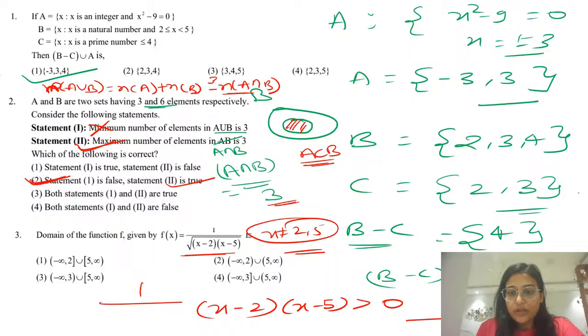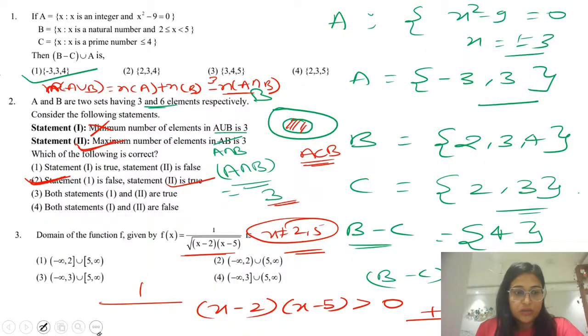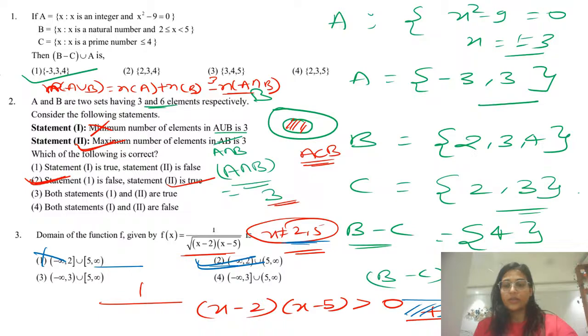Now draw the number line. It's 2 and 5. Check any number greater than 5, it will be plus, minus, plus. Now we have to take the positive part since we are taking the greater value. So this part and this part: minus infinity to 2 and 5 to infinity. No, this is not correct. Don't confuse between this option and this option, since these two are the answer. Here we don't have to include 2 and 5. 2 and 5 can't be part of the answer. So option 2 is the correct answer.